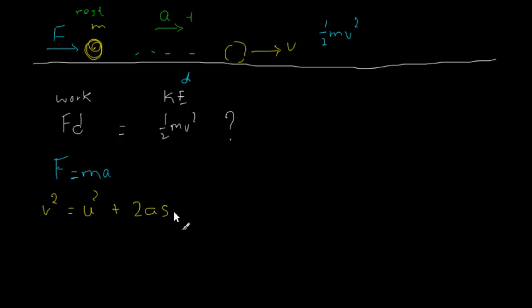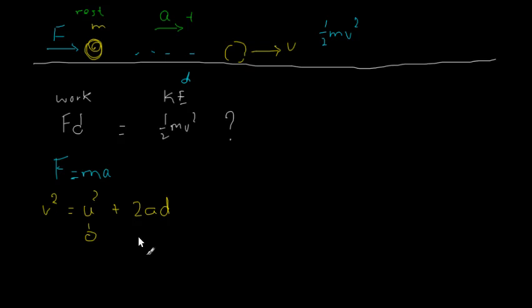Now in this case, the s is my d, so I'm just going to call this 2ad. And in this case also, the ball starts from rest, so my u squared here is actually 0. All right, getting there.